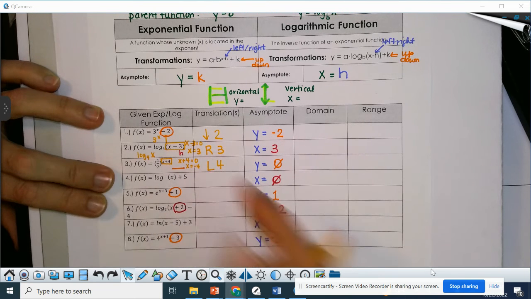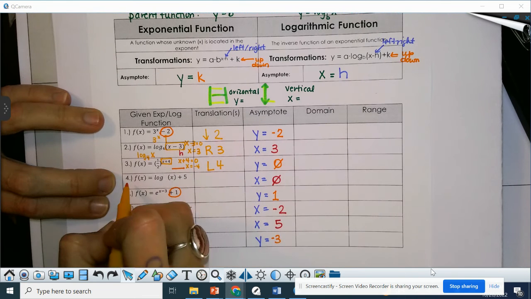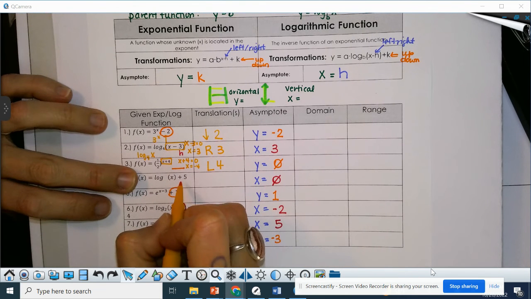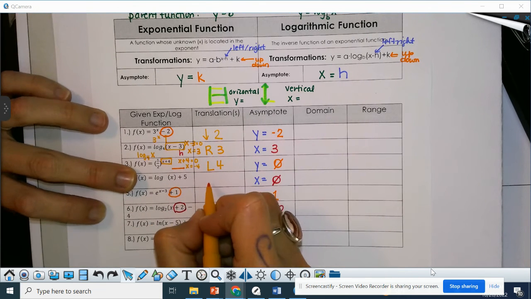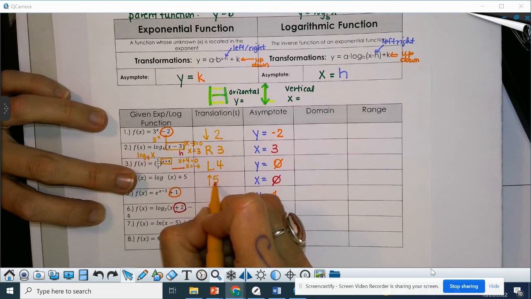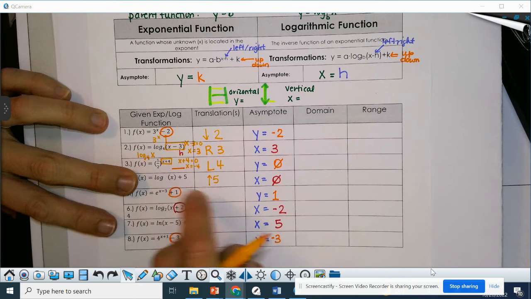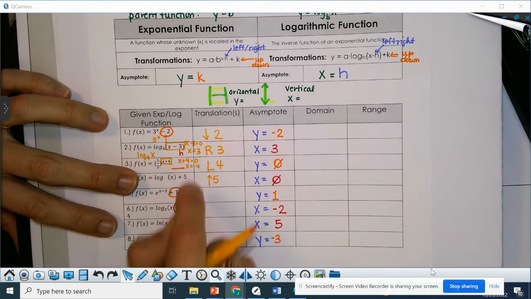why it's right 3. This log, this plus 5 is attached to the end. So again, that's going to be an up 5. Nothing's attached to the x, and these are just like starters. There's ones of each, one translation.